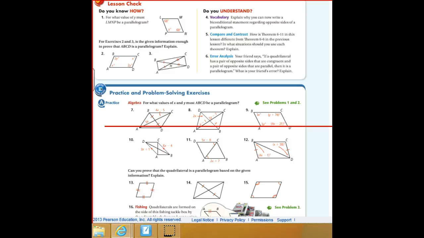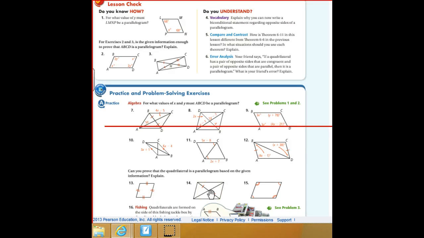In number 14, I only have one pair of opposite sides, or one pair of diagonals being bisected. You'd have to have both pairs of opposite sides being bisected here, so this is not a parallelogram. And then lastly, in 15, it shows both pairs of opposite angles being congruent. Therefore, it's a parallelogram.